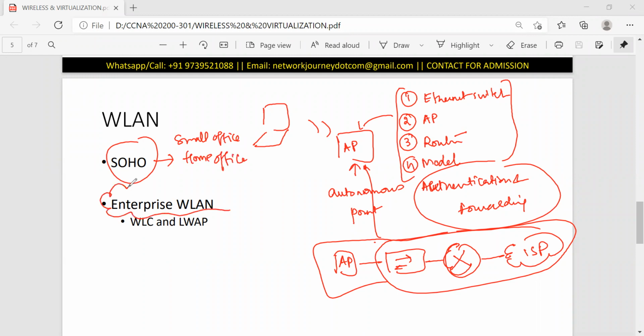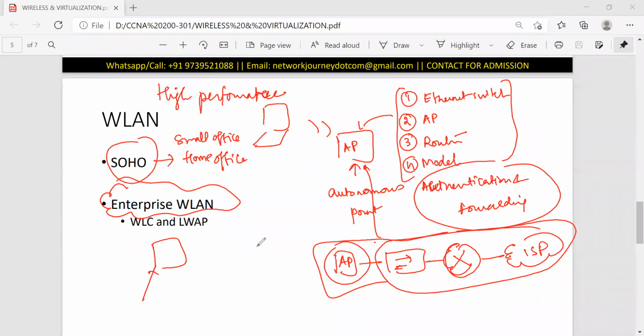However, when you are on an enterprise WLAN, one single access point is not going to do your work. You may have thousands of users at your campus, and you will need several access points, because if one access point is shared by 100 users, the bandwidth gets shared and the performance is affected. When you are on wireless LAN or wired LAN, we are targeting high performance in terms of data rate. So high performance means you need a lot of access points placed in your networking scenario.